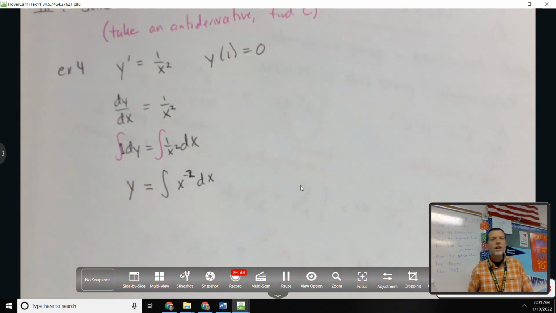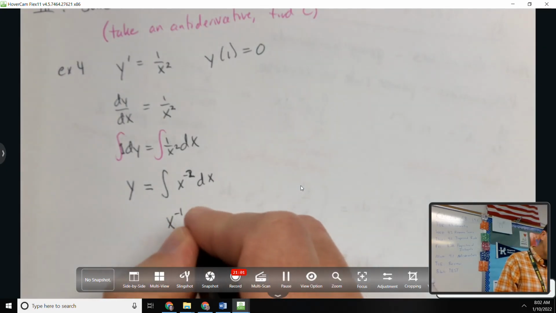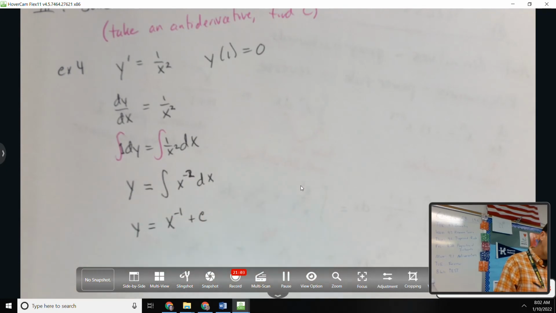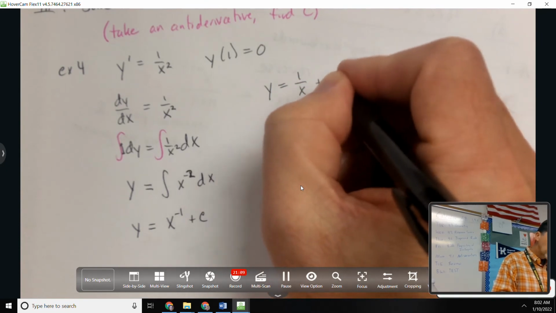1 over x squared, 1 over x squared, 1 over x squared, which is x to the negative 2. Now if you add 1, now this makes a lot more sense. What do we get if we add 1? X to the negative 1, and don't forget the plus c. So my answer is kind of 1 over x plus c.